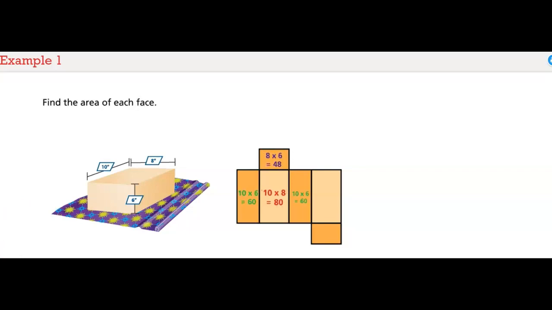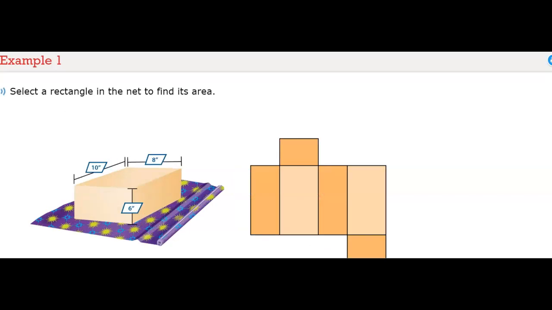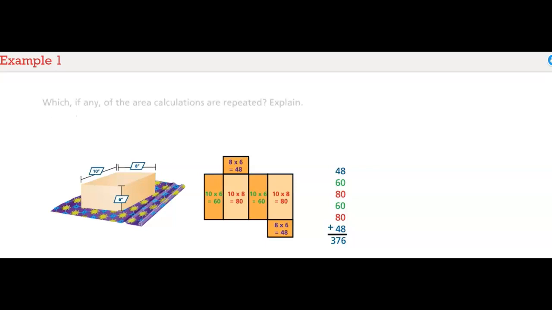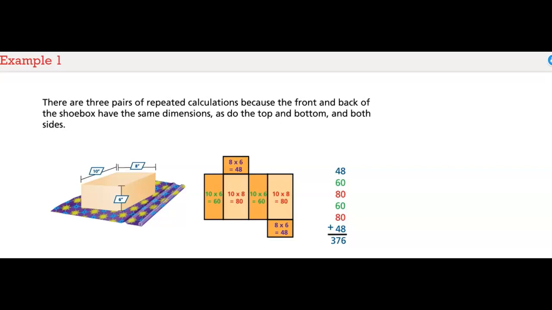Find the area of each face. Then add the areas. Carlos needs 376 square inches of paper to cover the box. Which, if any, of the area calculations are repeated? Explain. There are 3 pairs of repeated calculations because the front and back of the shoebox have the same dimensions, as do the top and bottom and both sides.